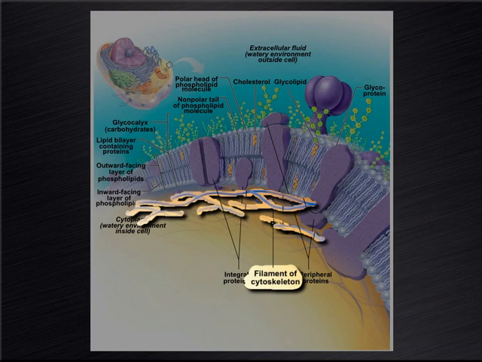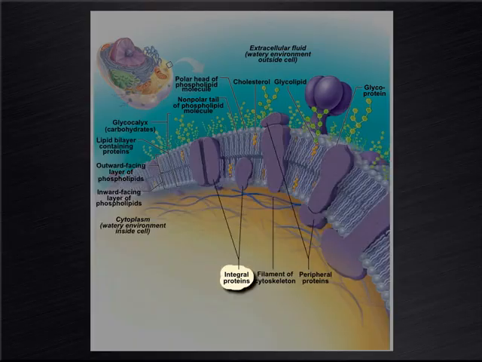The next label here shows a filament of cytoskeleton. The cytoskeleton, represented in this picture by the blue strands, are protein fibers that help to hold the shape of the cell. Now, this image shows an integral protein.